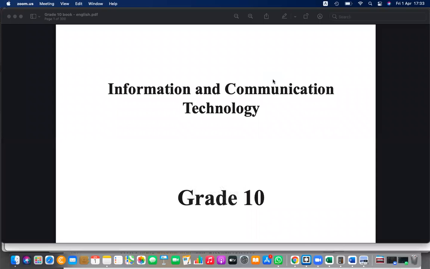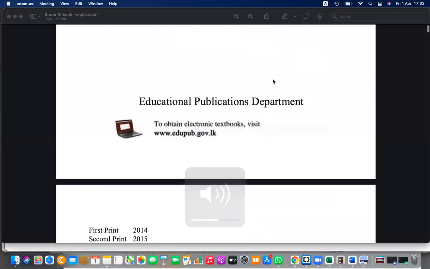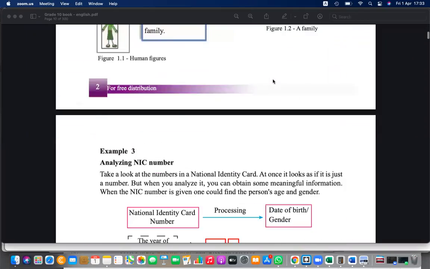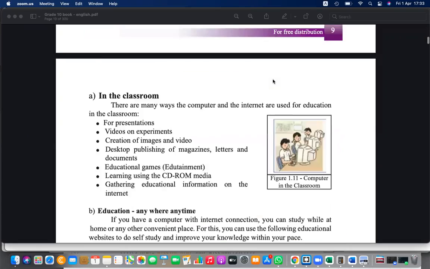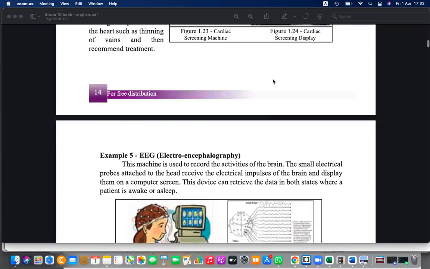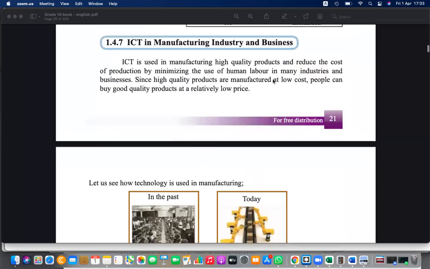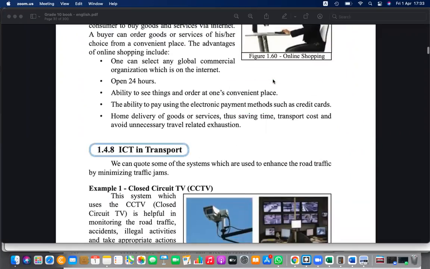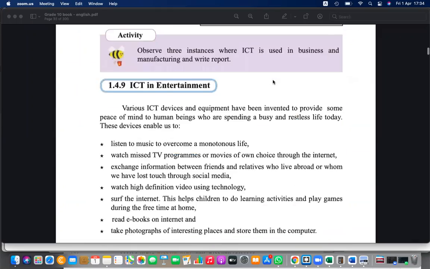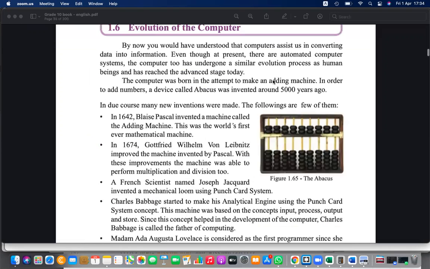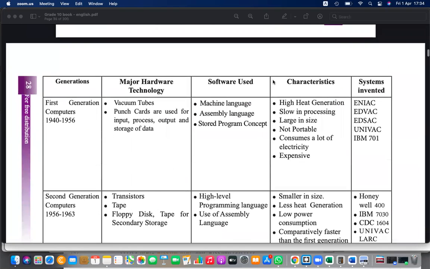Right. We have already discussed lesson number 1, and now we need to do lesson number 2, because we skipped that. So let's move to lesson number 2, the computer system and the components of the computer system. Basically, the first lesson was the usage of ICT, ICT in different areas, how ICT can be used, and also the computer generations.